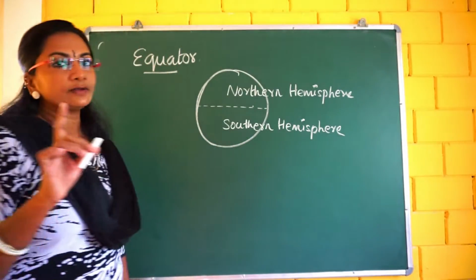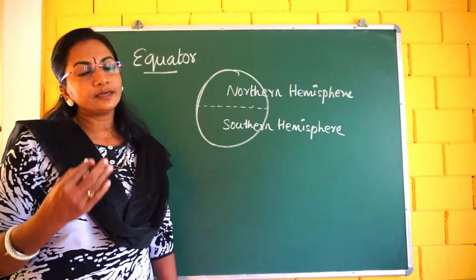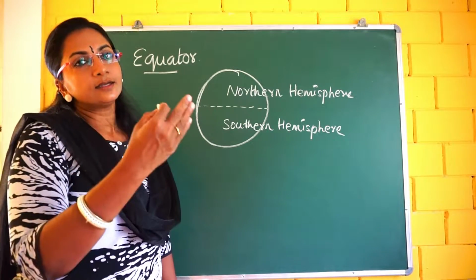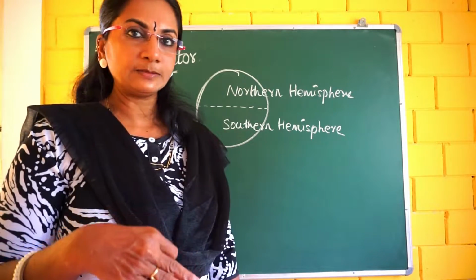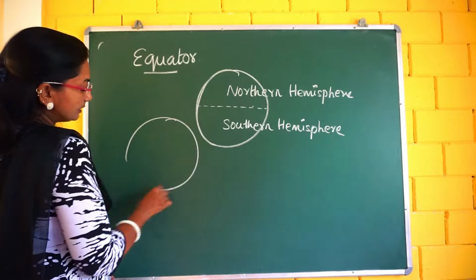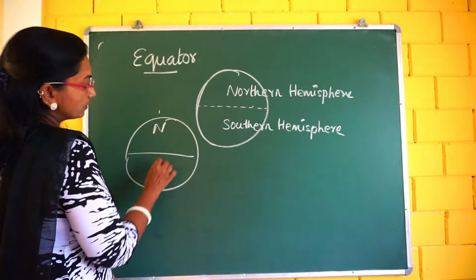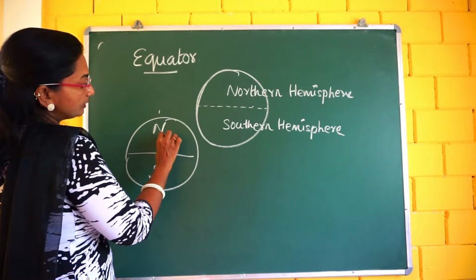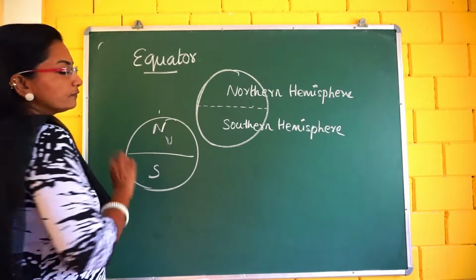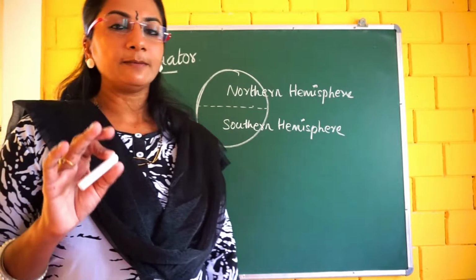So, the equator is an imaginary line which passes through the center of the earth and divides the earth into two halves. The upper part is known as the northern hemisphere, and the down part is called the southern hemisphere. If you have a globe with you, check the position of our India. Is it in the northern hemisphere or southern hemisphere? We can see the shape here, our India. India is located in the northern hemisphere.